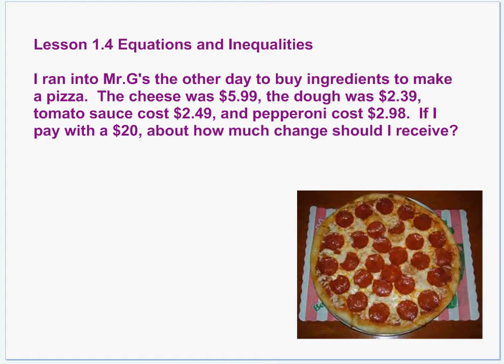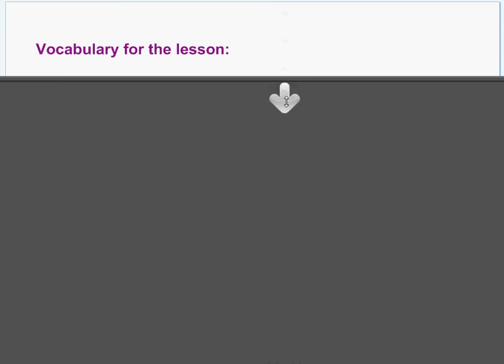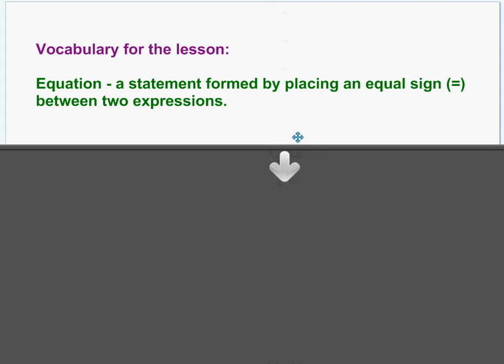Okay? Well, let's talk about some of the vocabulary words for this lesson today that are going to help us develop these skills. The first vocabulary word we have, and of course these need to go in your notes, is an equation. An equation is a statement formed by placing an equal sign between two expressions.